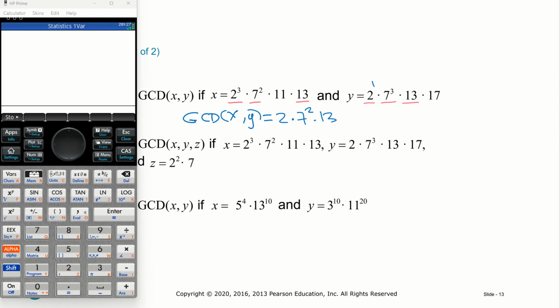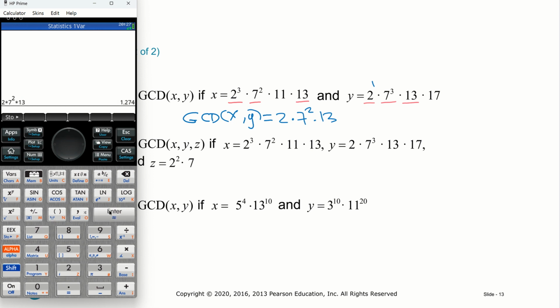Now, when you're doing homework, make sure you pay attention to the format that they request. Sometimes they might just say leave your answer as a product of powers, or they may say simplify it and write it as one whole number. So assuming they want the whole number, we'll just go ahead and get it. So 2 times 7 squared times 13.